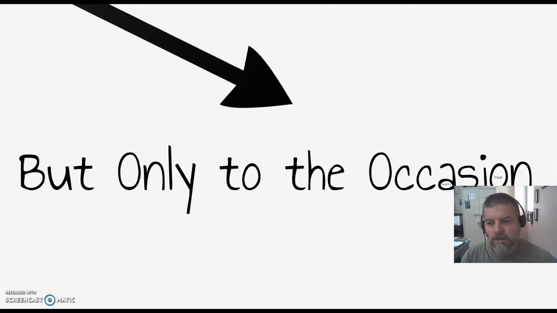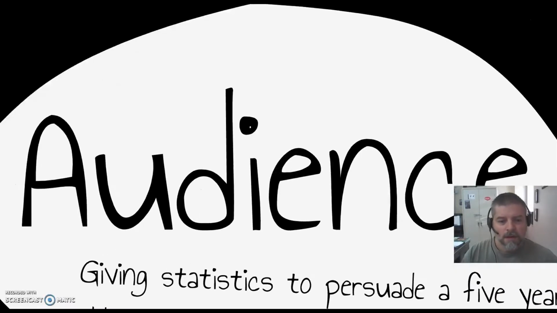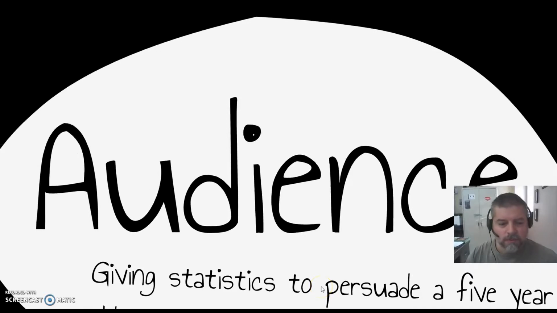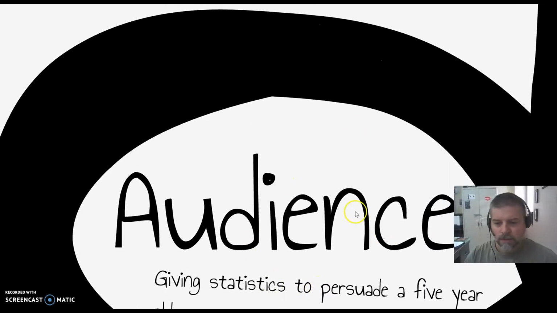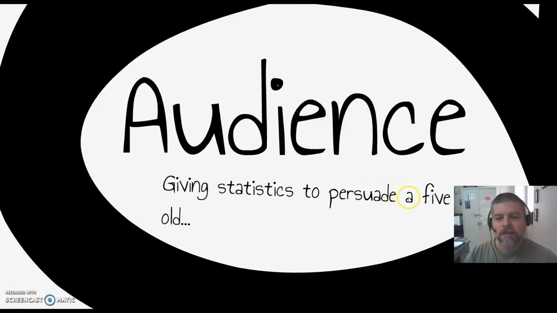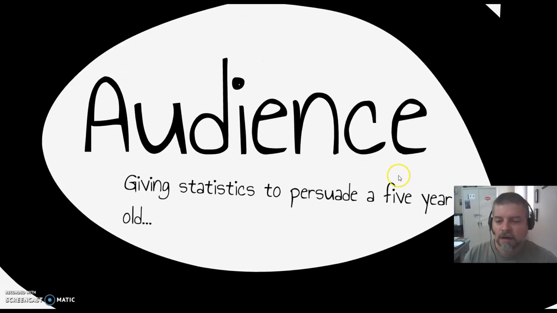Next we have fitting the occasion. The audience, of course, is an important part of it. Let me get this in where you can see it. Audience: giving statistics to persuade a 5-year-old. Obviously your audience is another really important aspect of a speech or a writing or any kind of communication.